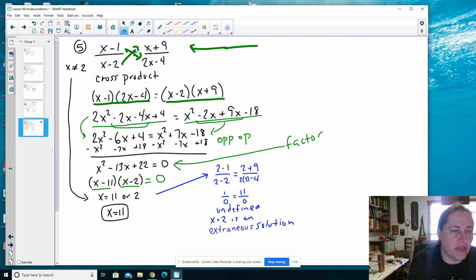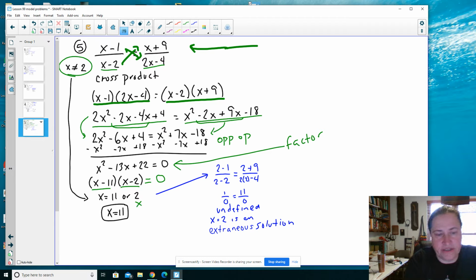But now, actually looking back at what I originally wrote up here, notice that the denominator can't be 2 because 2 minus 2 would be 0, and that's undefined. Or 2x times 2 would be 4. 4 minus 4 is 0. That would be undefined. So actually, I already know that 2 won't work, and therefore my answer is 11.